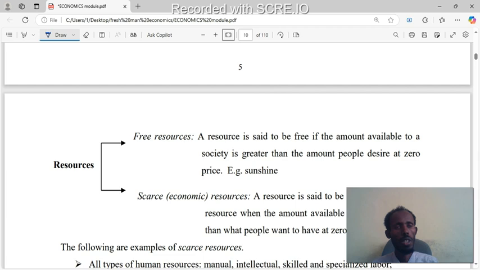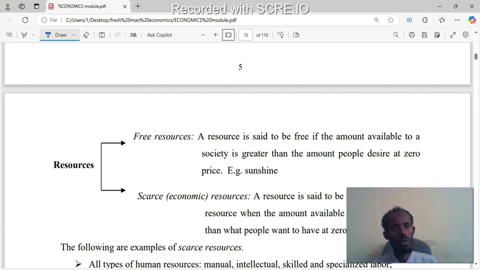We pay. For example, in a rural area, the amount of clean water available may be greater than what people desire at zero price. But clean water in an urban area has a price. So the amount of clean water available in the urban area is less than what people want at zero price. So such types of priced resources are what? Not free resources. So clean water is not a free resource.